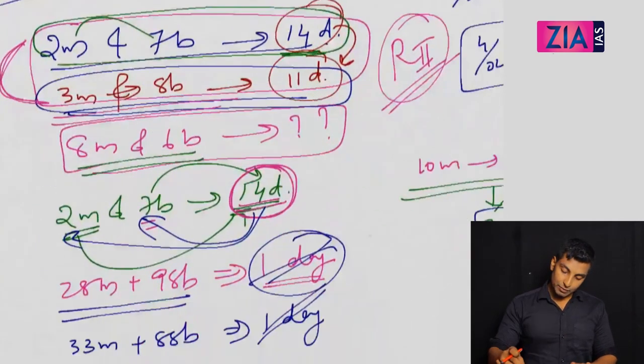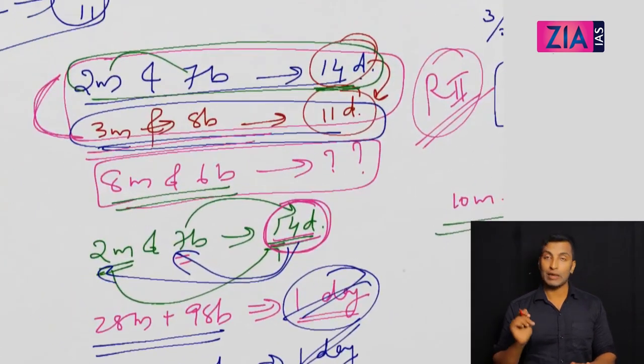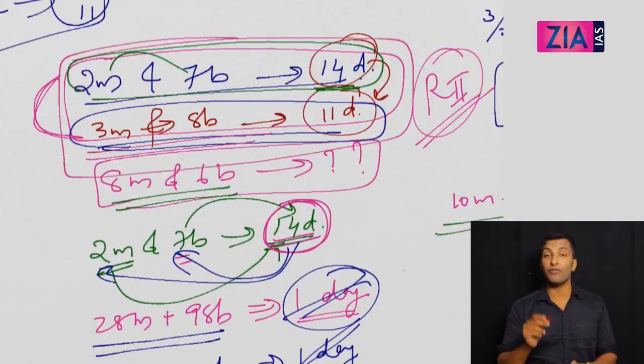So if you ask me what all things you have done, this is your question. The question was 2 men and 7 boys can do it in 14 days. Okay, so 2 men and 7 boys in 14 days. 3 men and 8 boys in 11 days. Then the question is 8 men and 6 boys in how many days?